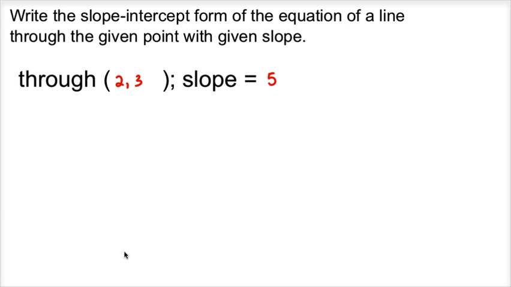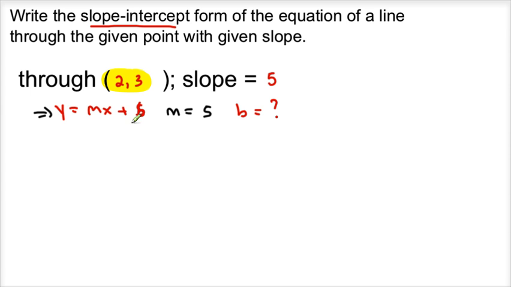All right, so we're going to look at the same problem again. We're going to go with our second option to solve this problem. Again, we need to write this in slope-intercept form, y equals mx plus b. Again, I need my slope, m equals 5, and I need my b, which is unknown. My goal is to get into this equation. Looking at these coordinates, again, this is not a y-intercept. This is just a point.